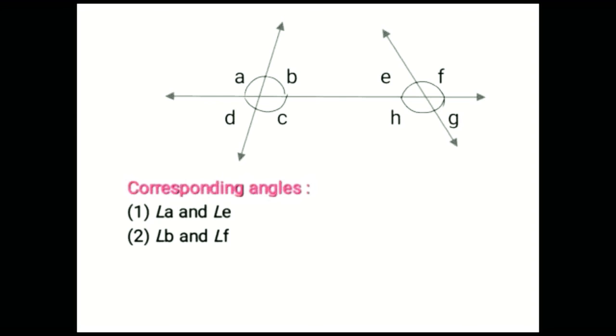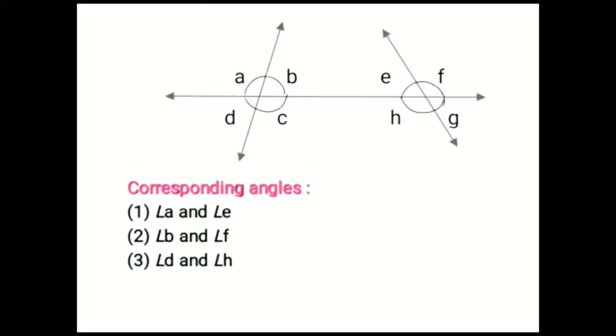Next one, if I take angle D, angle D is corresponding to which angle? Angle H. Angle D is on the first line, angle H is on the other line. When you name the corresponding angles, it should be on two different lines, on the same side, on the same direction. Angle D and angle H belong to the same direction but with different lines. Angle D and angle H.